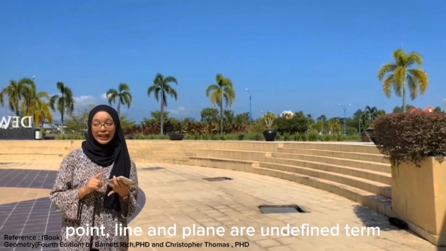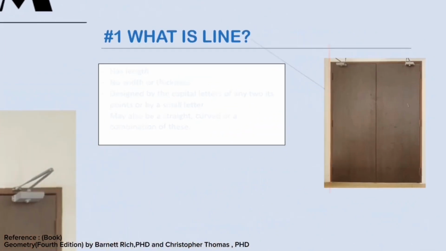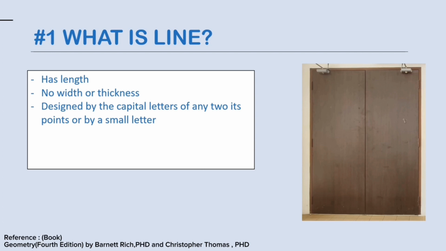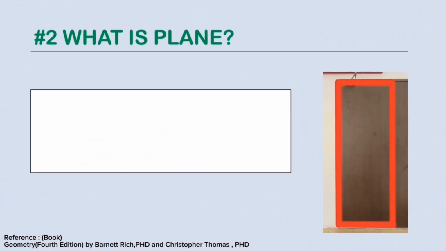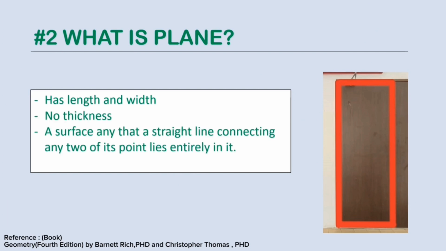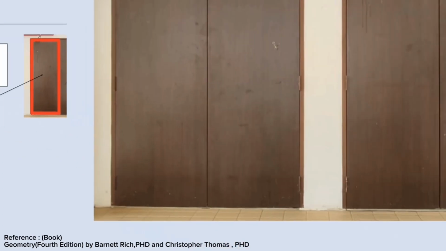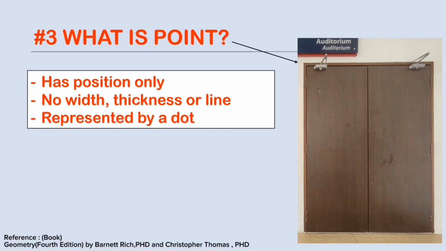Firstly, as we know, point, line, and plane are the undefined terms. So what do point, line, and plane mean? A line has length, no width or thickness. A line is designated by the capital letters of any two points, or by a small letter. It may also be straight, curved, or a combination of these. A plane has length and width, no thickness. It is a surface such that a straight line connecting any two of its points lies entirely in it. It is a flat surface. A point has position on a line, no width or thickness, and is represented by a dot.